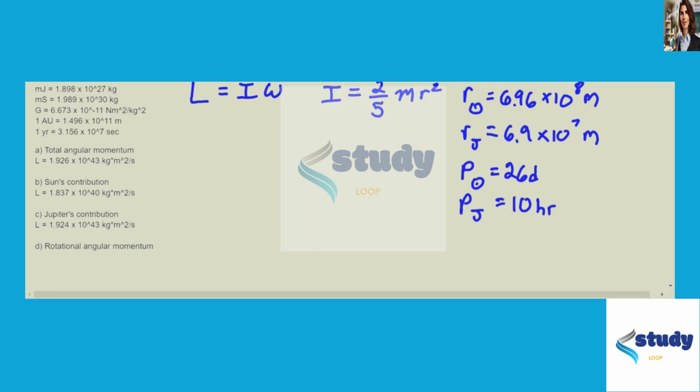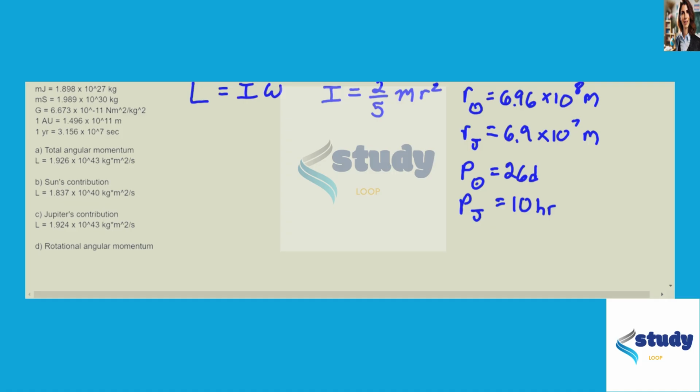R is no longer the position relative to the focus of the orbit. Now r is the radius of the sphere. We're given those numbers. The radius of the sun is 6.96 times 10 to the 8th meters. The radius of Jupiter is 6.9 times 10 to the 7th meters.